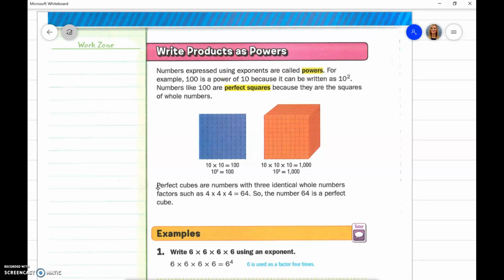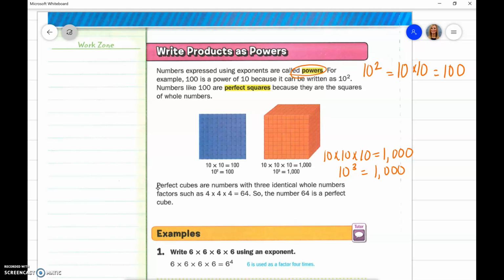Write products as powers. Numbers expressed using exponents are called powers. Okay. Example, 100 is a power of 10 because it can be written as 10 times 10, or 10 to the second power. So 10 to the second power is the same as 10 times 10, which is the same as 100. Numbers like 100 are perfect squares because they are the squares of whole numbers. So take a look at this one right down here, where we have 10 times 10 times 10, which equals 1,000. And so 10 to the third equals 1,000.